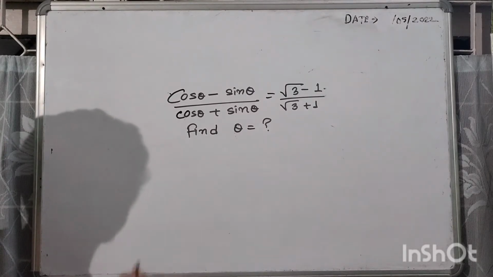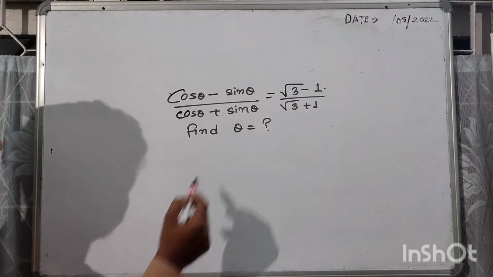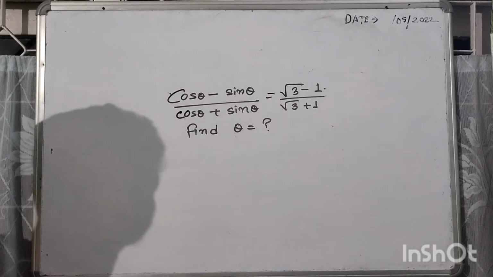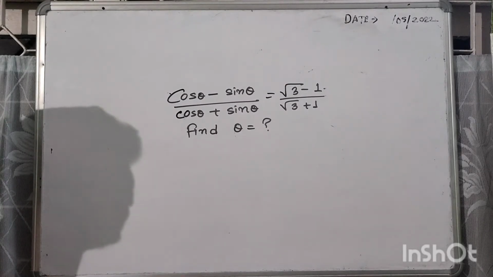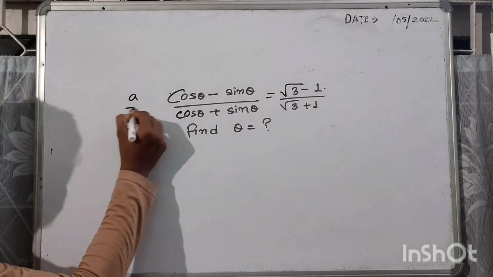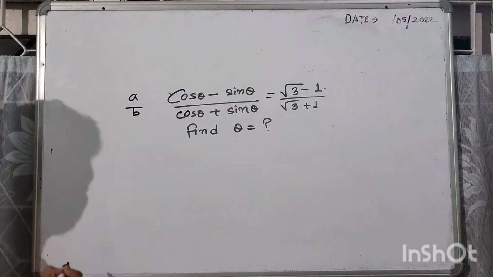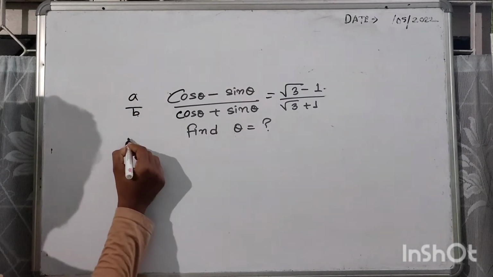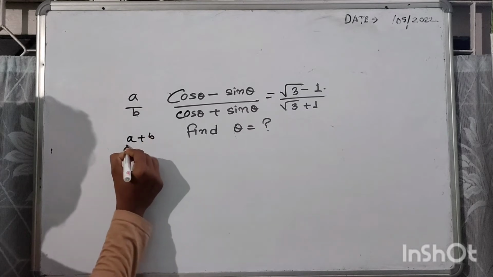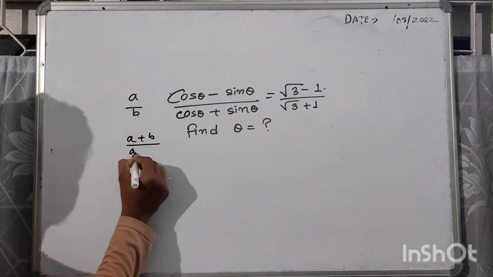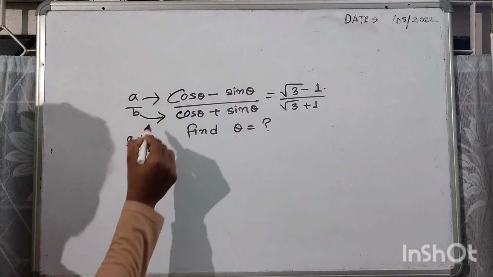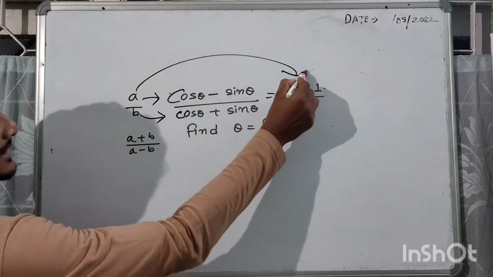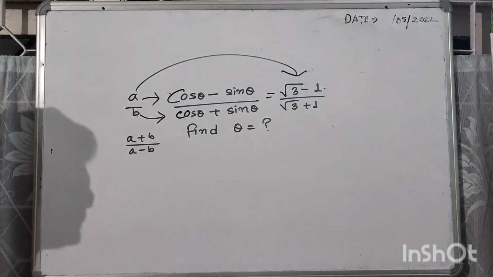If we proceed in this problem, if we have to find the value of theta, and if we do the traditional method here, it will take a lot of time to calculate the value of theta. For this reason we can apply the componendo and dividendo rule. According to the rule, if we take a fraction, in the numerator we add the denominator first, and then in the numerator again we subtract the denominator. We will use the same thing on the right hand side of the sum as well.